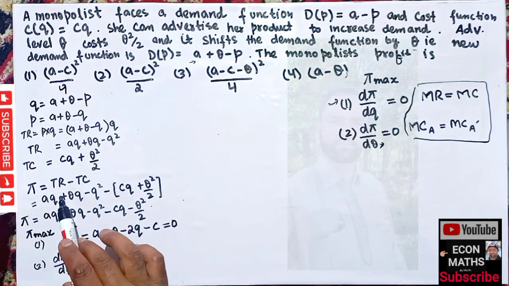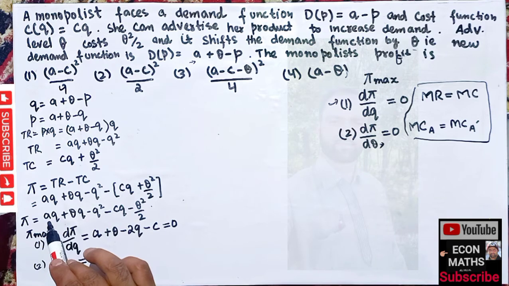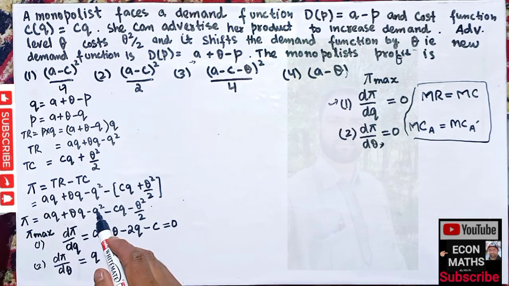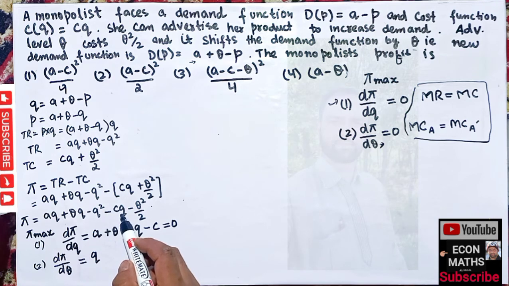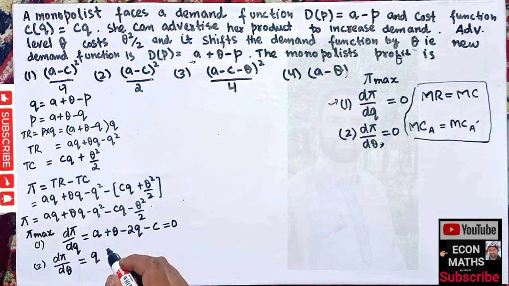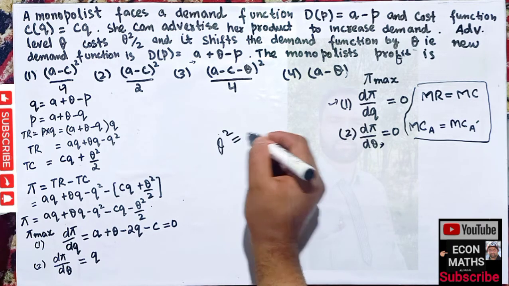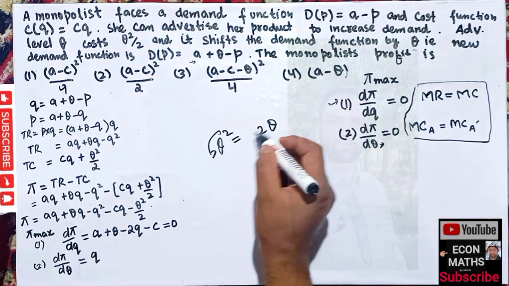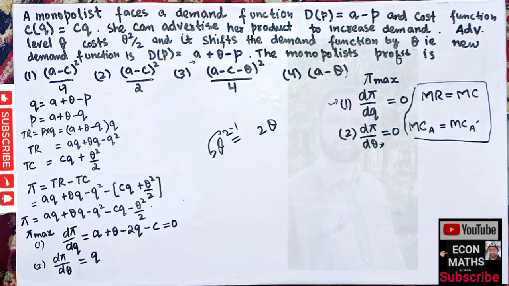So here we can see no theta is involved, so the derivative is 0. Here theta is involved, the derivative of theta is 1, so we get q. Here no theta is involved, and here theta is involved: the derivative of theta square is equal to 2 theta. The 2 becomes the coefficient here, and the power is subtracted by 1.